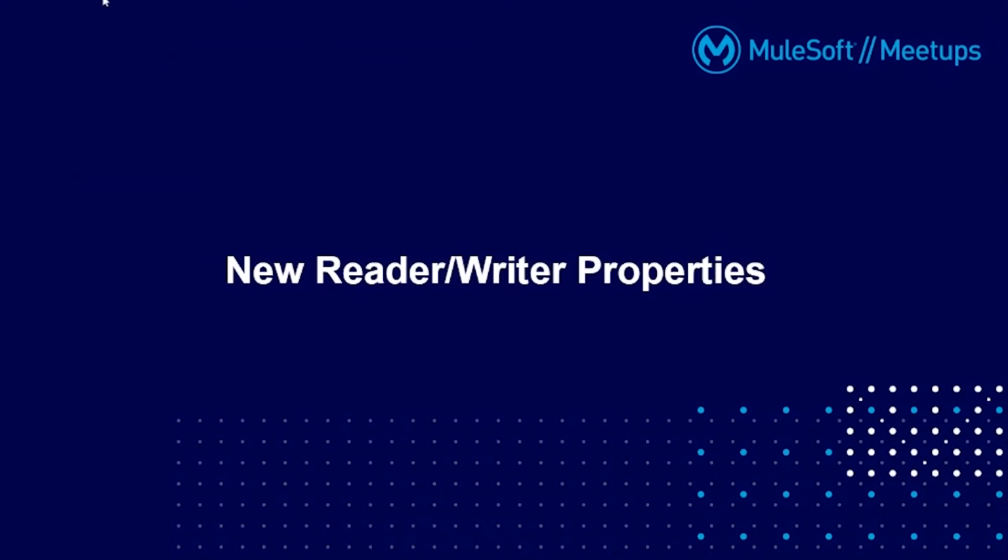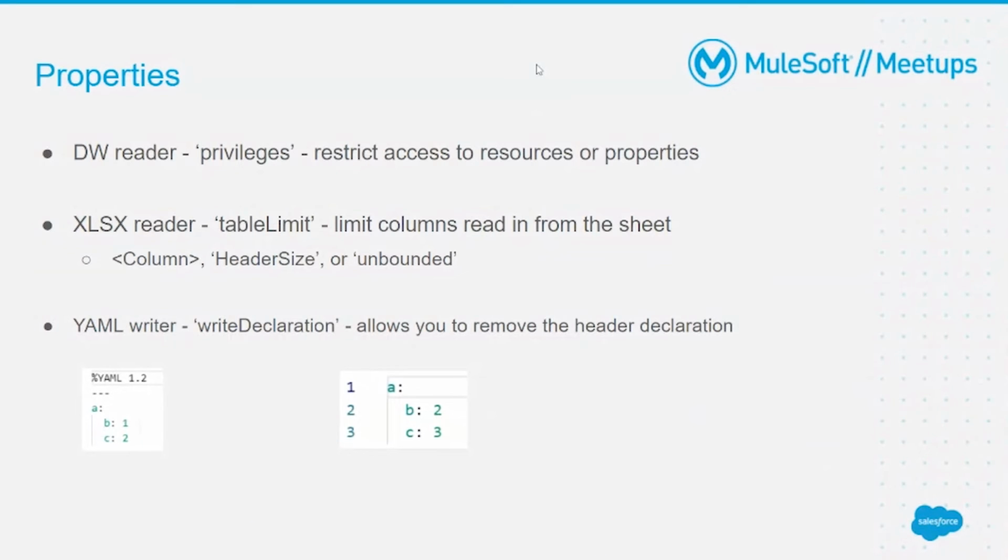On to some reader and writer properties. I believe I saw Josh in the chat earlier. So he's certainly more of an expert than I am, but the reader-writer properties in DataWeave are sort of core to how these transformations work. You don't need to use them, but oftentimes if you're trying to do something specific, you've got some edge case on exactly how you want your output to come out, the reader or writer properties can help you there.